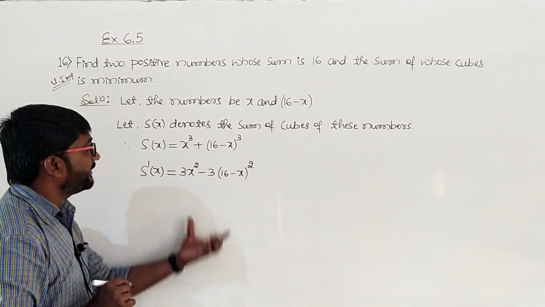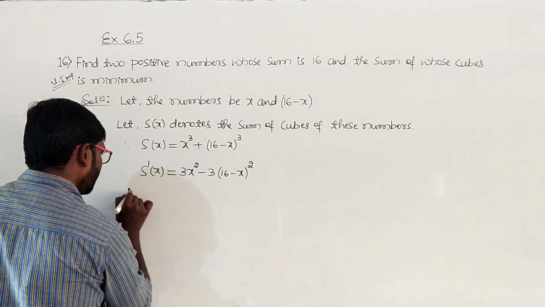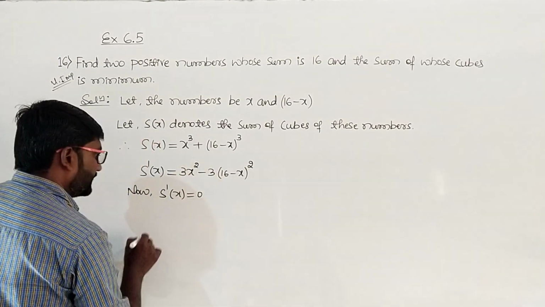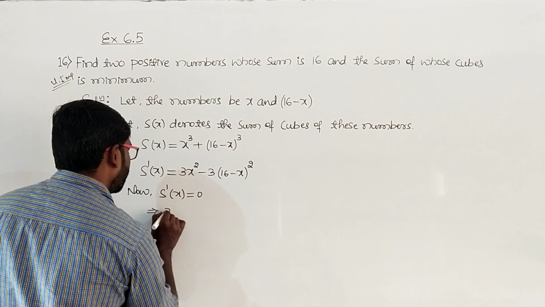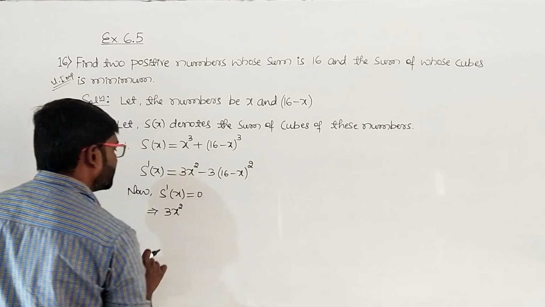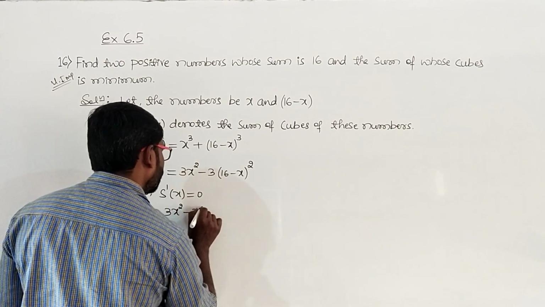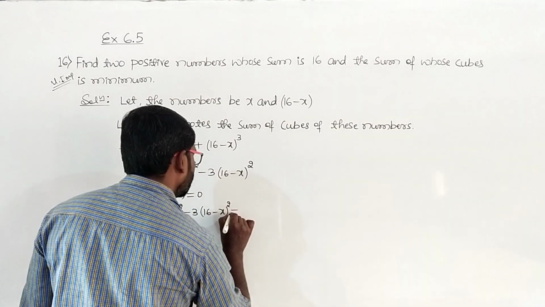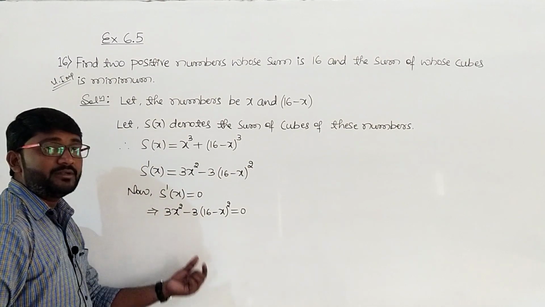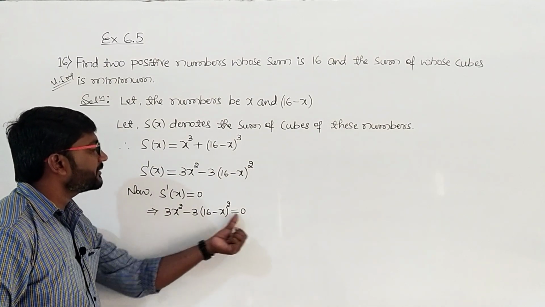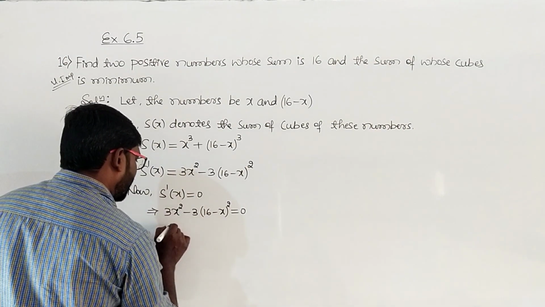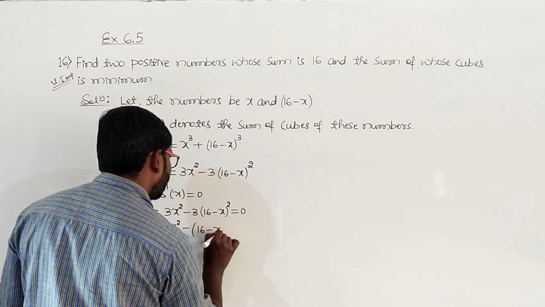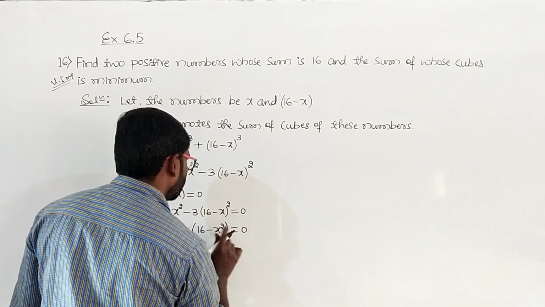Now to get the critical point we have to equate this with 0. Now s dash of x equal to 0 implies 3 into x square minus 3 into 16 minus x the whole square equals 0. Now we can simplify this further. Divide each term by 3. So 3 by 3 cancels out. We get x square minus 16 minus x whole square equals 0, and 0 by 3 is 0.